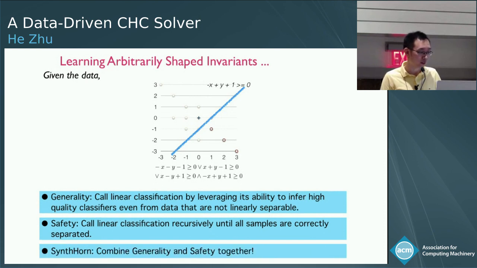So our approach can be considered as combining the power of generality provided by machine learning with the safety demand required by verification, to synthesize an arbitrary Boolean combination of linear classifiers that work together to separate all the positive samples from all the negative samples. It is very nice to be able to use linear classification recursively to achieve a perfect separation.